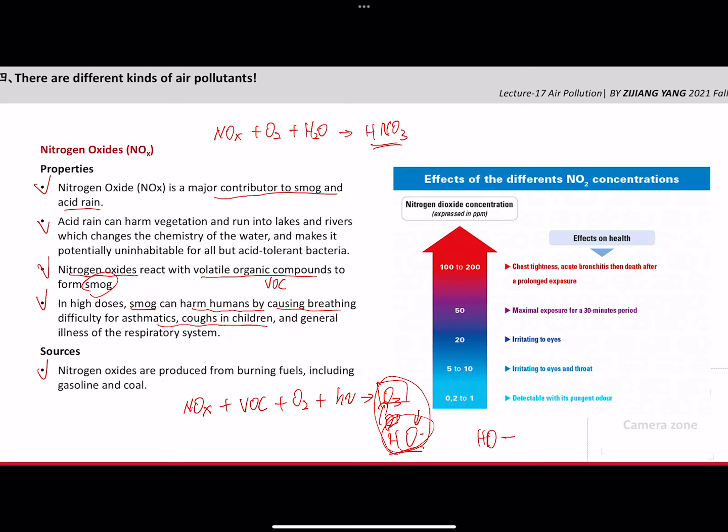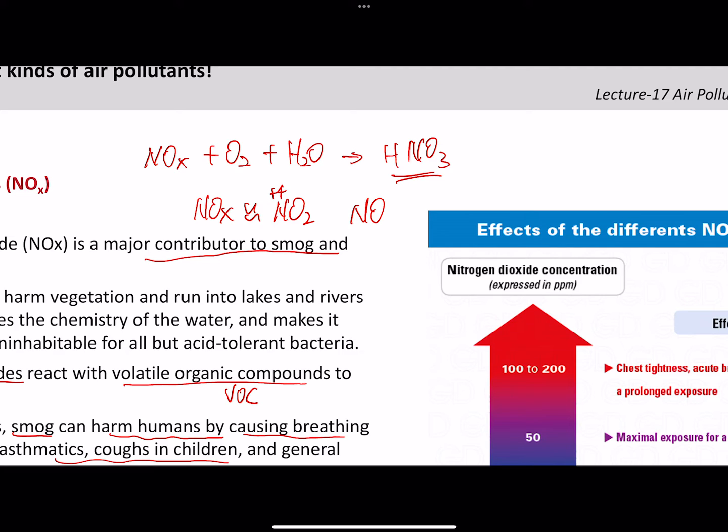The main source of nitrogen dioxide is the burning of fossil fuels, including gasoline and coal. Although they mainly consist of carbon, they also contain sulfur and nitrogen. So when they are burning, they can become SO2 and NOx. It is NOx here because we usually have NO2 and NO. For NO2, the oxidation state is +4, and for NO, the oxidation state is +2. So we may have both of these.